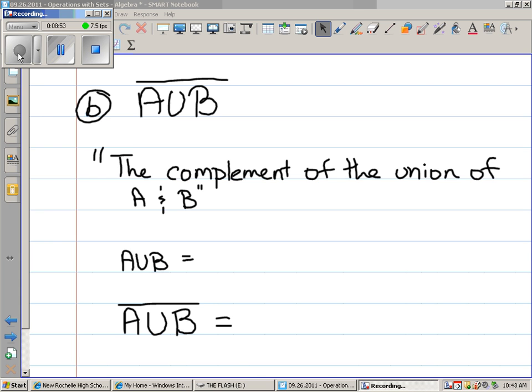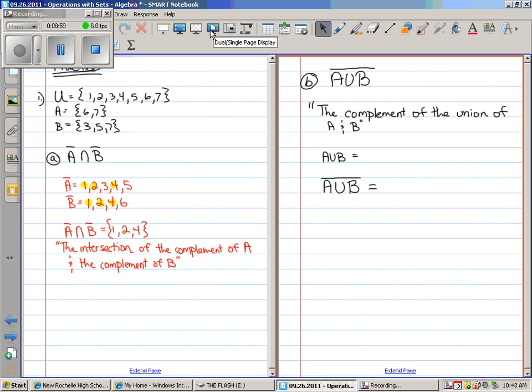The complement of the union of A and B. Well, first we have to figure out what is the union of A and B. Let's go dual screen. The union, these guys are moving in together. A and B just moved in together, and so now they consist of 3, 5, 6, and 7.